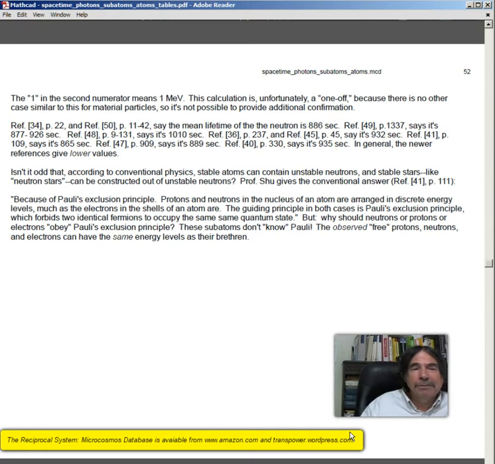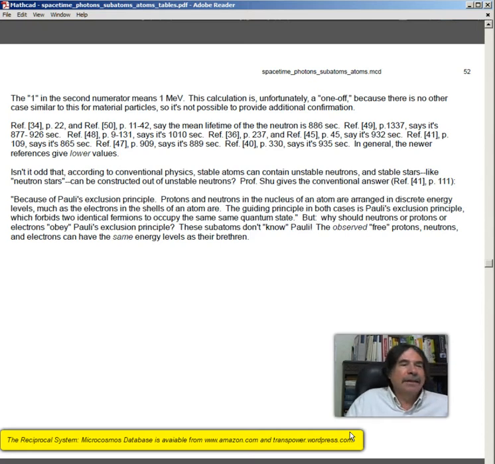Reference 41, page 109, says it's 865 seconds. Reference 47, page 909, says it's 889 seconds. Reference 40, page 230, says it's 935 seconds. In general, the newer references give lower values.